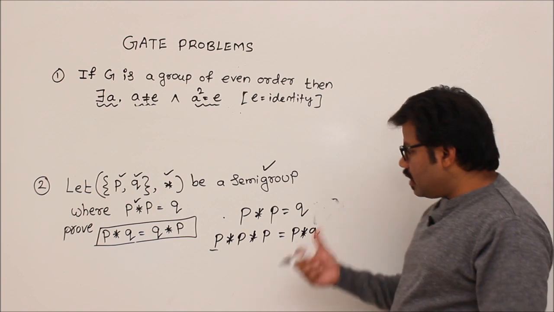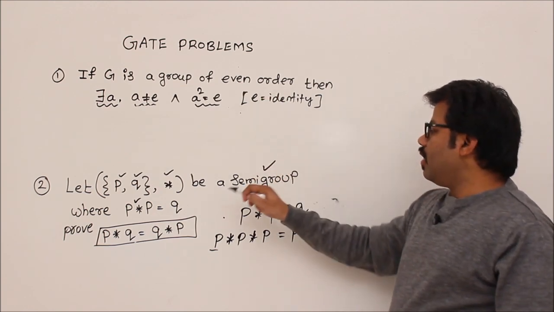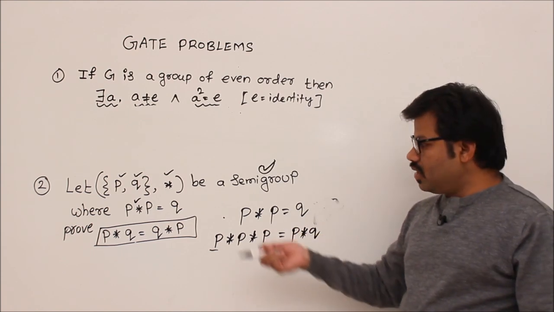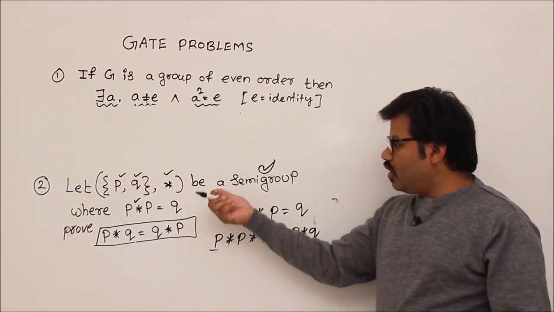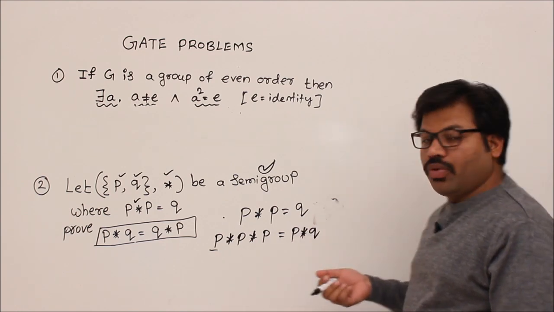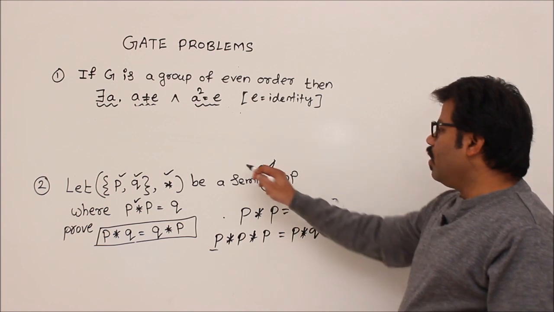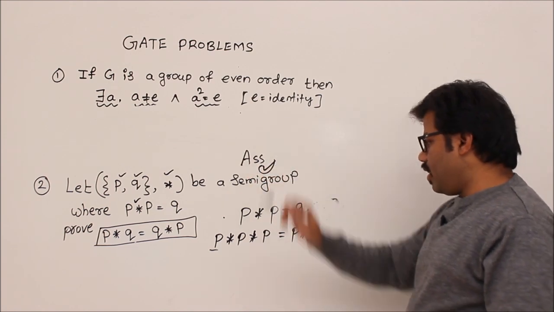So why am I stressing on associativity? Because it is given that it is a semigroup. Maybe we have to use the property of semigroup. Otherwise, why would they ask us to prove this in a semigroup? They are asking us to prove it in a semigroup, which means we have to use the property of semigroups. What is the property of a semigroup? It is associative. Just remember it.